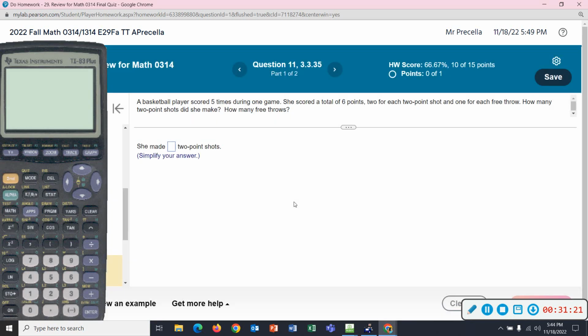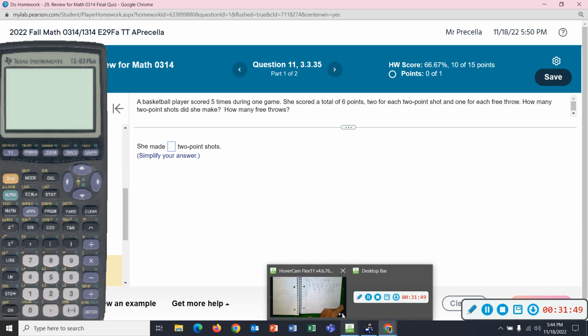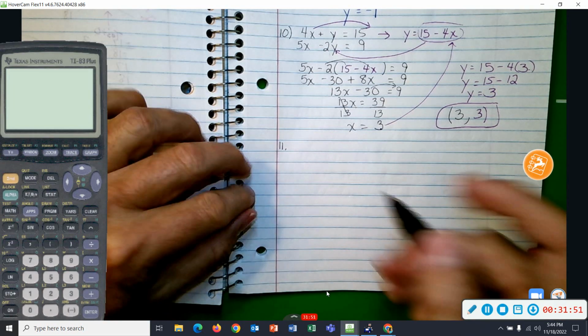Now we have some word problems. Number 11. A basketball player scored 5 times during one game. She scored a total of 6 points, 2 for each 2-point shot and 1 for each free throw. How many 2-point shots did she make? How many free throws? Well, what we're asked is how many 2-point shots and how many free throws.